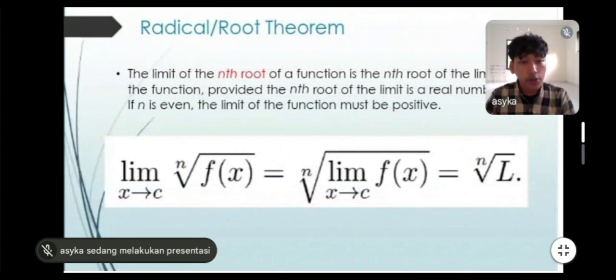Radical or root theorem. The limit of the nth root of a function is the nth root of the limit of the function, provided the nth root of the limit is a real number. If n is even, the limit of the function must be positive. Limit as x approaches c of the nth root of f(x) equals the nth root of the limit as x approaches c of f(x), equals the nth root of L.